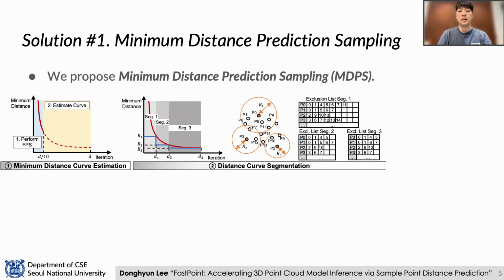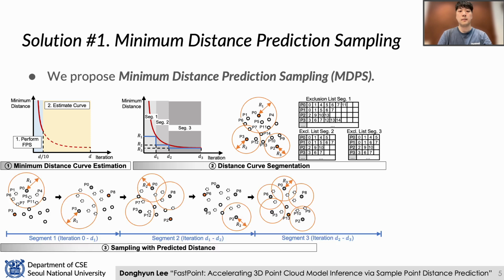Then, we divide the curve into multiple segments, perform ball query that identifies points within a radius of each segment boundary, and store the results to the corresponding exclusion lists. Finally, at each sampling iteration, points that are close enough to the previously sampled points are excluded based on the exclusion list, and we randomly sample from the remaining candidates.